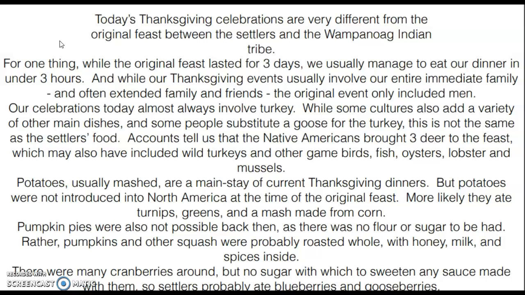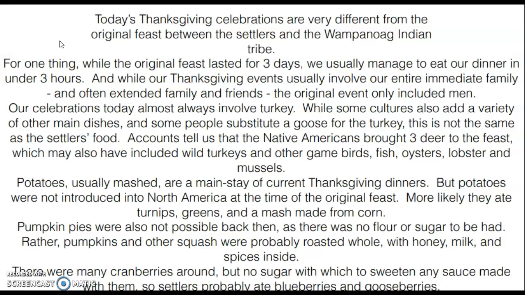For one thing, while the original feast lasted 3 days, we usually managed to eat our dinner in under 3 hours. And while our Thanksgiving events usually involve our entire immediate family and often extended family and friends, the original event only included men. Our celebrations today almost always involve turkey.